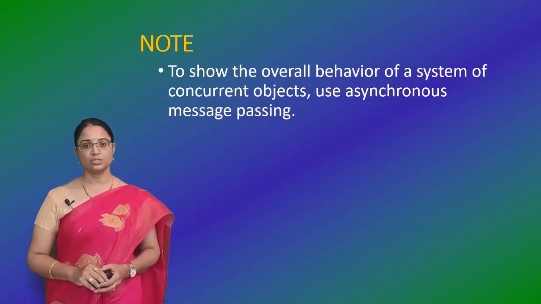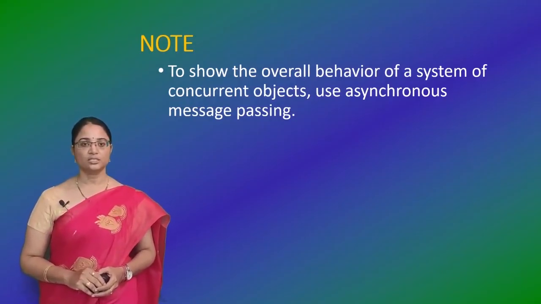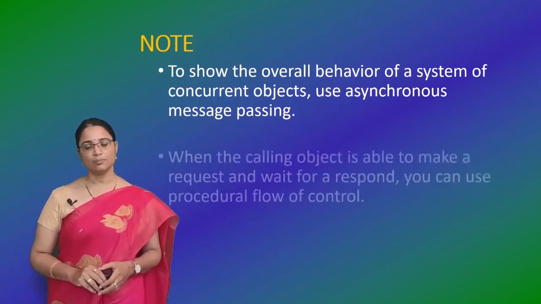And one important point you need to note here is that the distinction between asynchronous and procedural sequences is important in the modern concurrent computing world. To show the overall behavior of a system of concurrent objects, use asynchronous message passing. This is the most general case. When the calling object is able to make a request and wait for the response, you can use procedural.